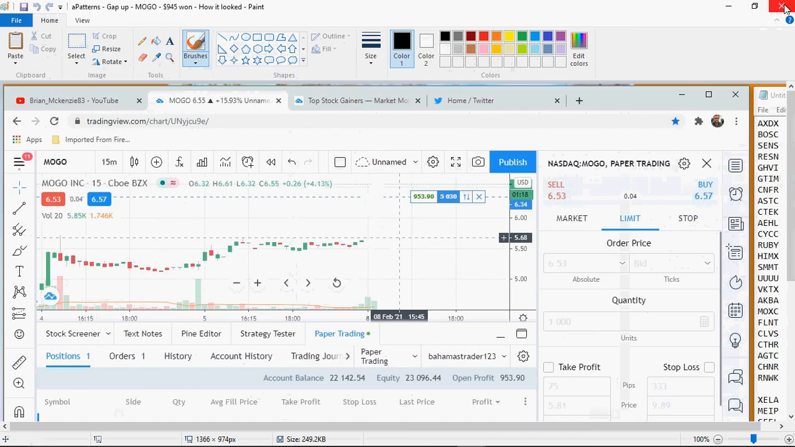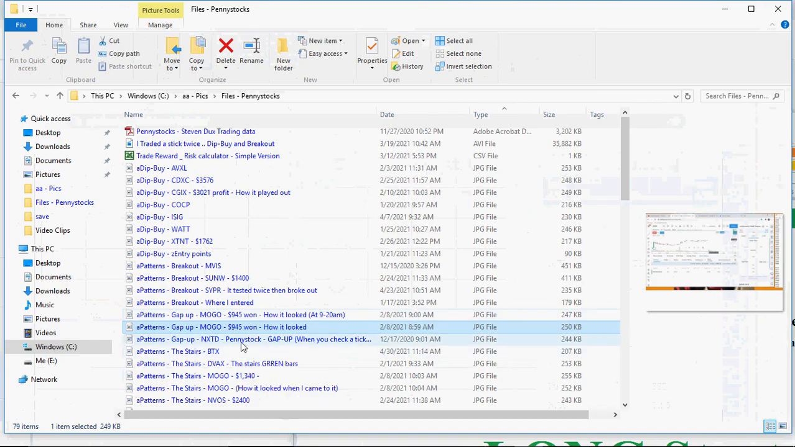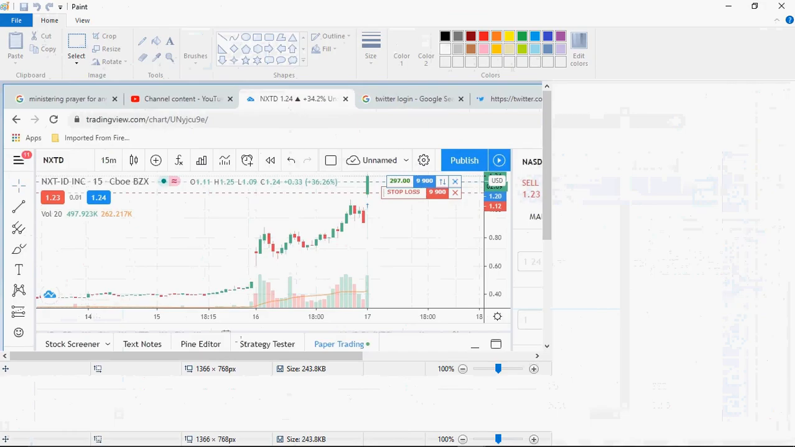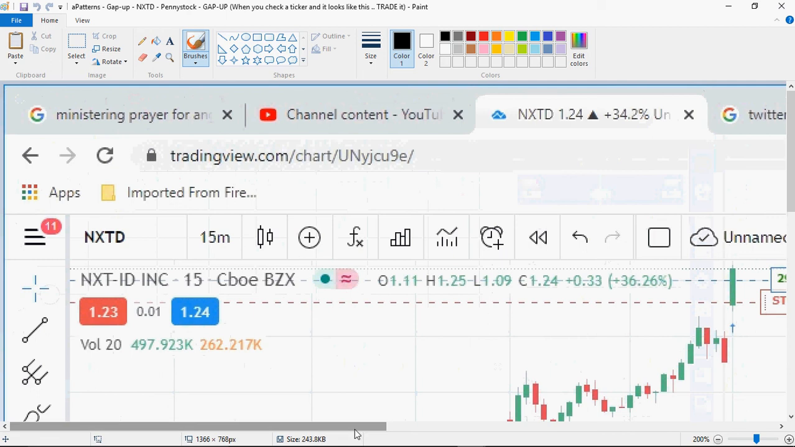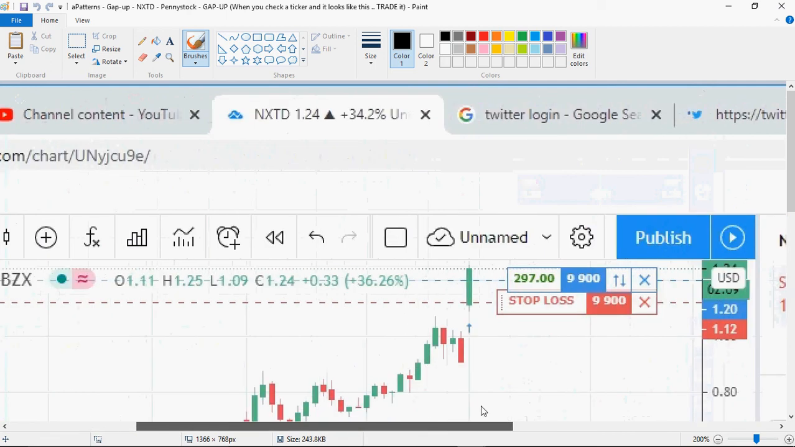Okay. You don't need to know anything else about the gap up. What about this one? This is another gap up. And let me explain something. This is another thing I try and explain to y'all about these gap up trades.